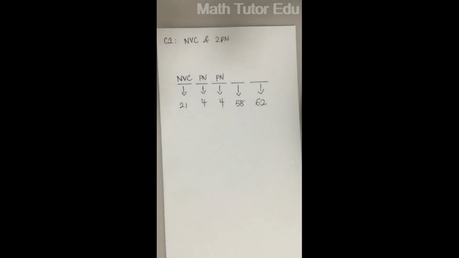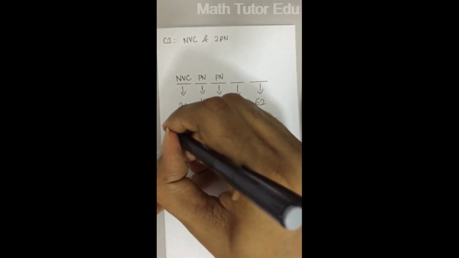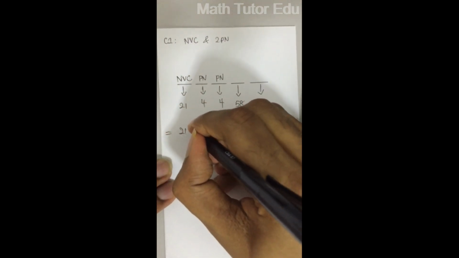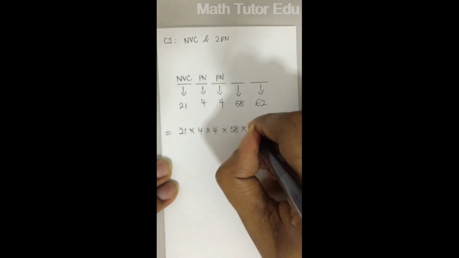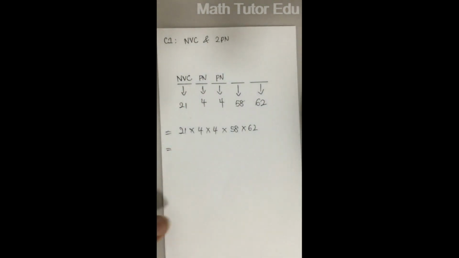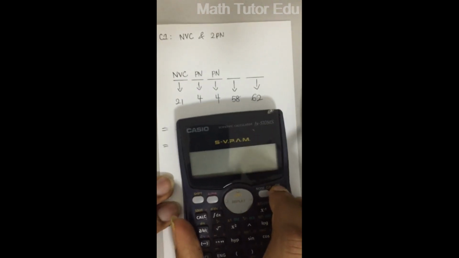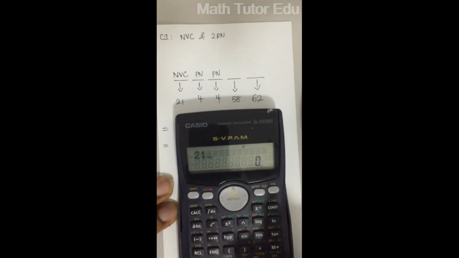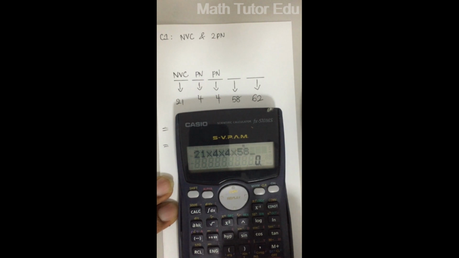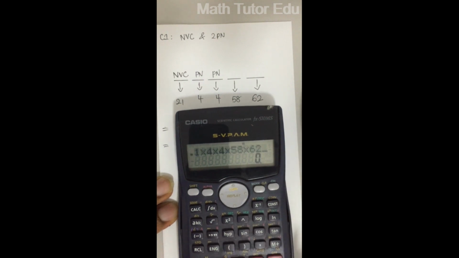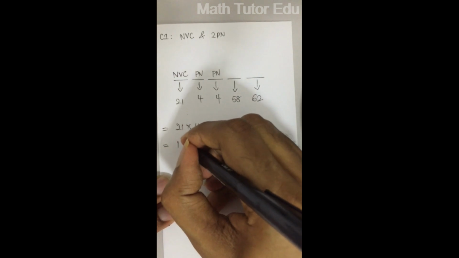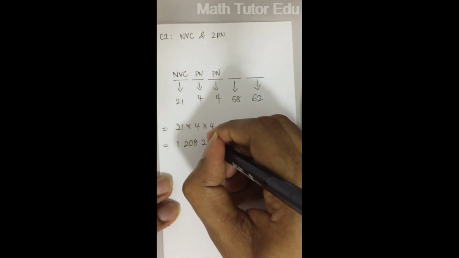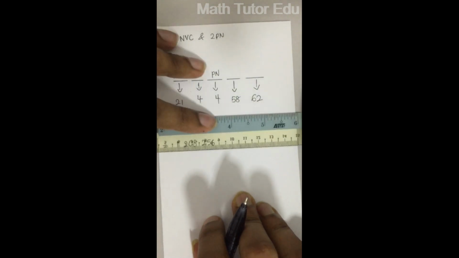So for case 1, you calculate everything. From here, 21 times 4 times 4 times 58 times 62. You calculate the number of arrangements for case 1. 21 times 4 times 4 times 58 times 62 is 1,208,256. So this is your case 1.